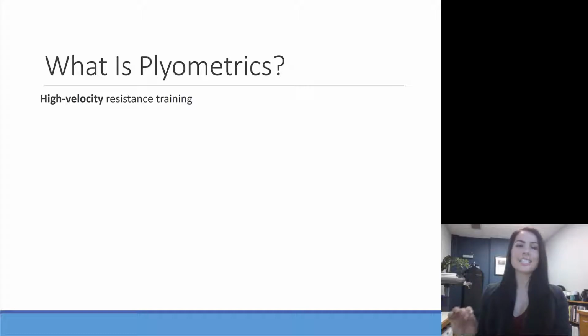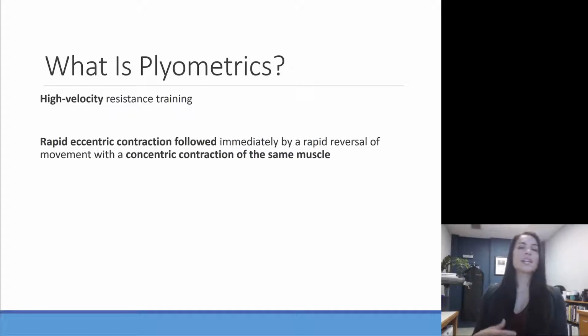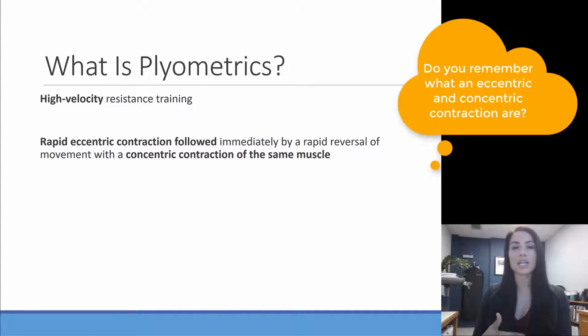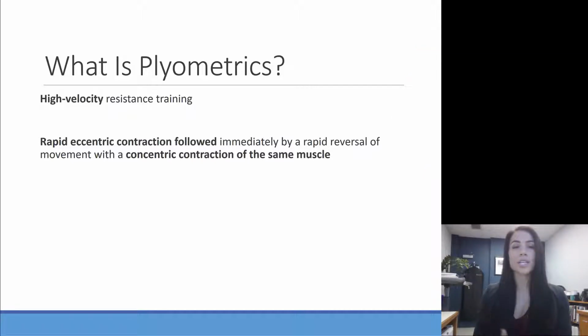Plyometrics, by definition, is high velocity resistance training, and that's really key because high velocity means high speed. So essentially what we are looking for is we want a very quick eccentric contraction that is immediately followed by a very quick concentric contraction of that same muscle. Okay, so plyometric training is high velocity resistance training that involves a rapid eccentric contraction followed by a rapid concentric contraction of that same muscle.